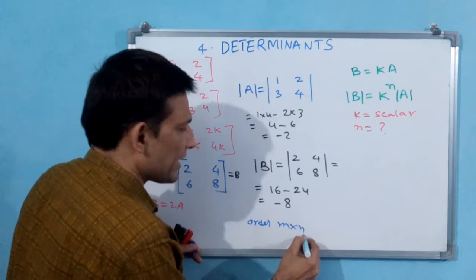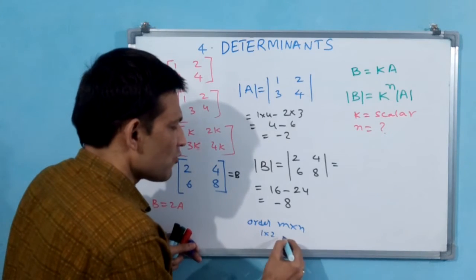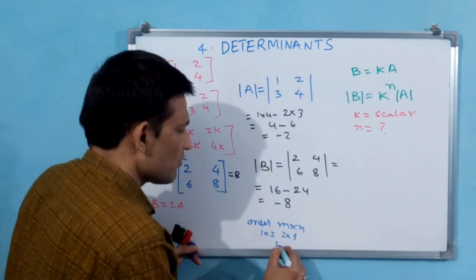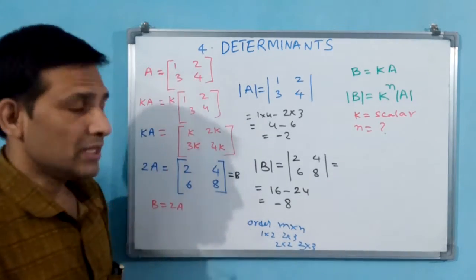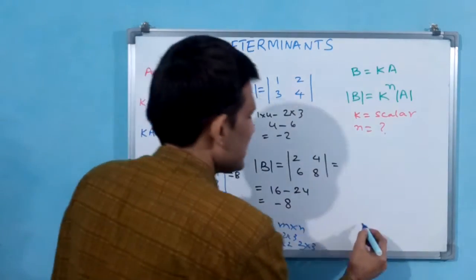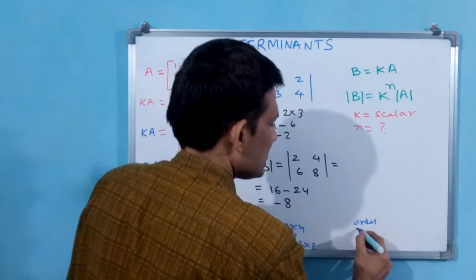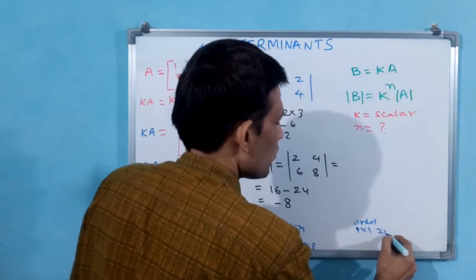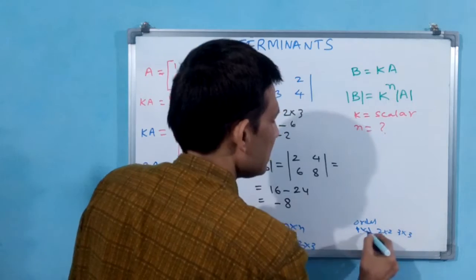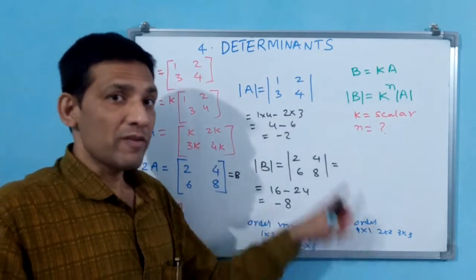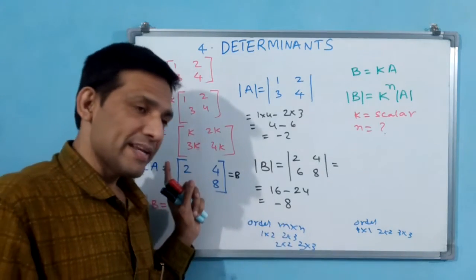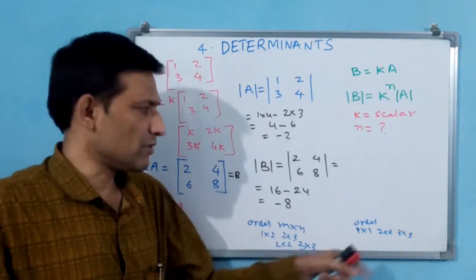Order is m by n. Why? Because here 1 into 2 will come, 2 into 3 will come, 2 into 2 will come, 3 into 3 will come, like that. But what about the order of a determinant? 1 into 1, 2 into 2, 3 into 3. Why? Because we said determinants are only for square matrices. Only square matrices have a determinant, like that we have said.